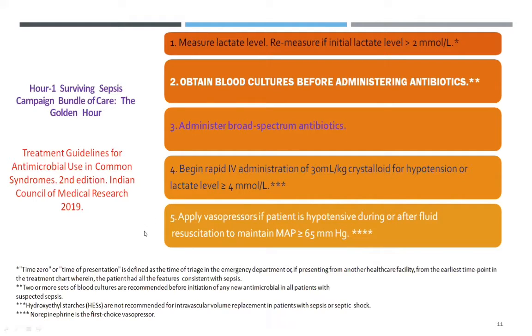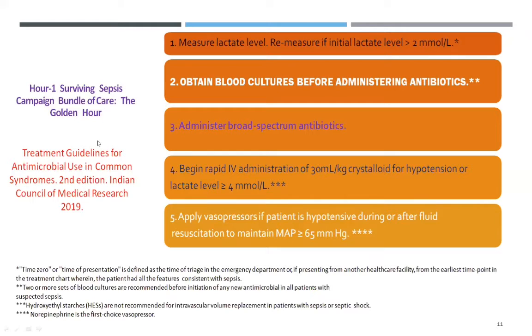Now, the first hour is also called the golden hour of sepsis. What is the golden hour of sepsis? It includes a time 0, and this is the 1 hour from time 0, or the time of presentation. What is time 0? Time of presentation. It is the time of triage in the emergency department, or if presenting from another healthcare facility, the earliest time point in the treatment chart at which the patient had all the features consistent with sepsis. From time 0 till 1 hour is the golden hour, wherein we implement the care bundle for sepsis.